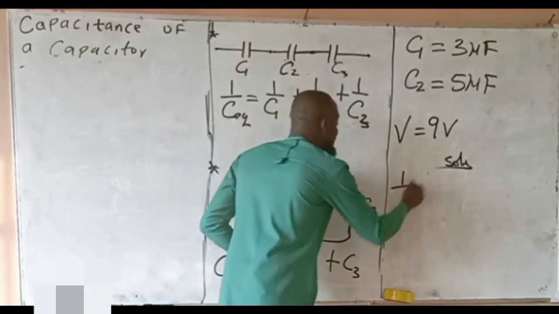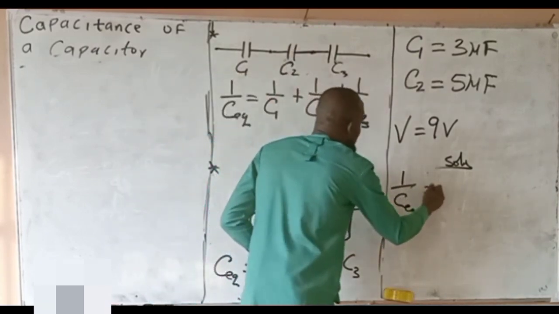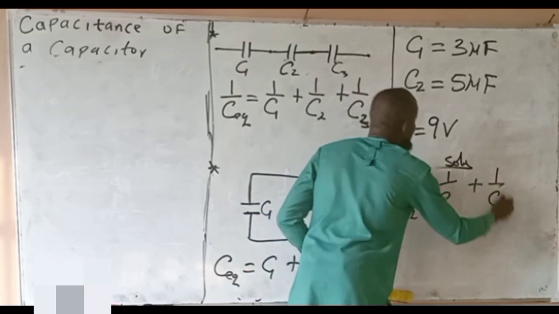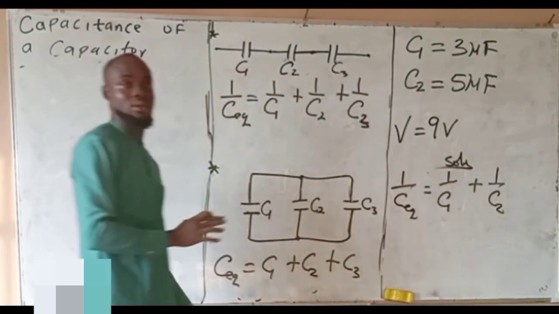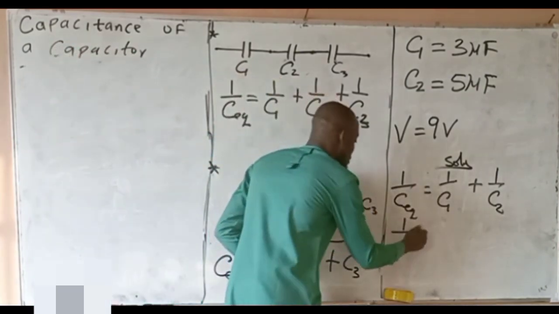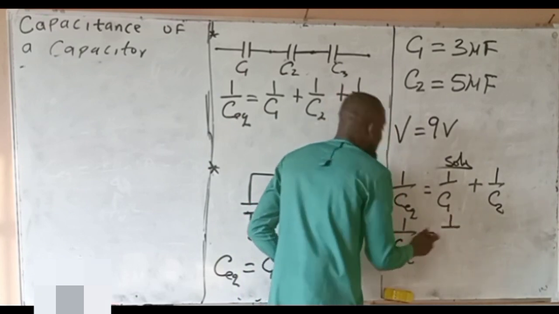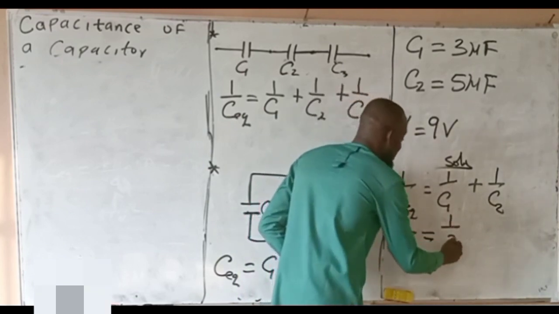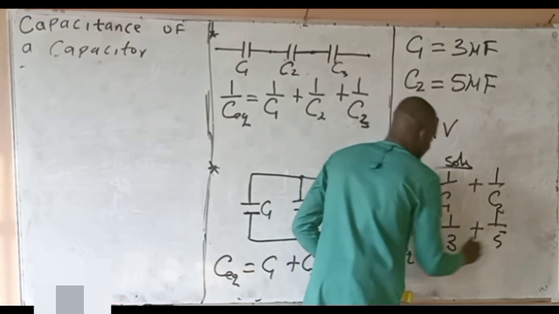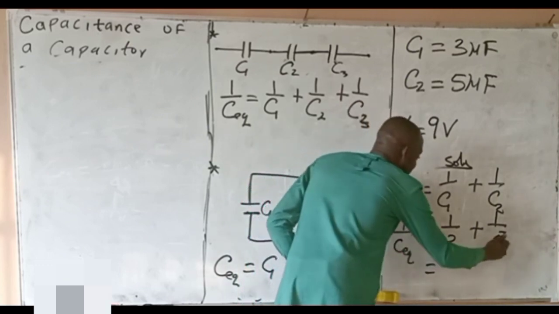So 1 over C equivalent is equal to 1 over the first one plus 1 over the second one. So this will give us 1 over C equivalent equal to 1 over 3 plus 1 over 5. So the next thing we're going to do, what is the LCM of 5 and 3?